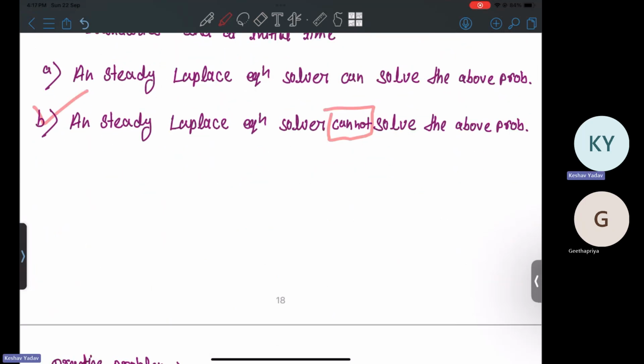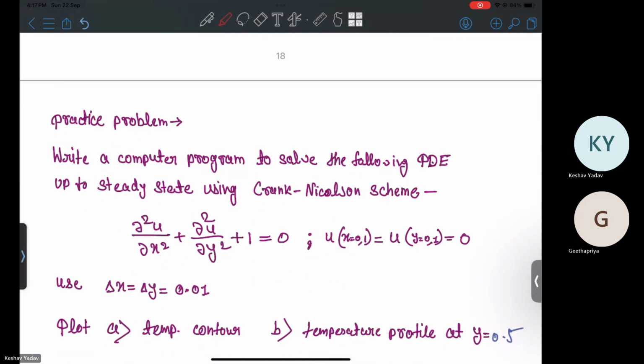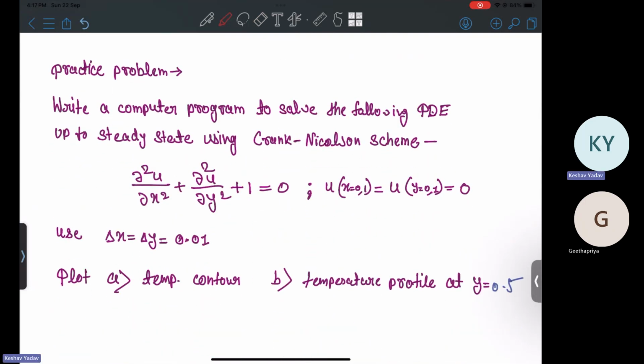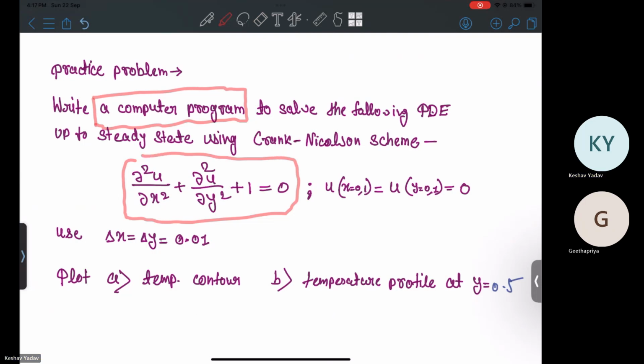Now we move towards the practice problem. In the practice problem, we need to write a computer program to solve this Poisson's equation: del 2u upon del x square plus del 2u upon del y square plus 1 equal to 0. This equation we wish to solve.